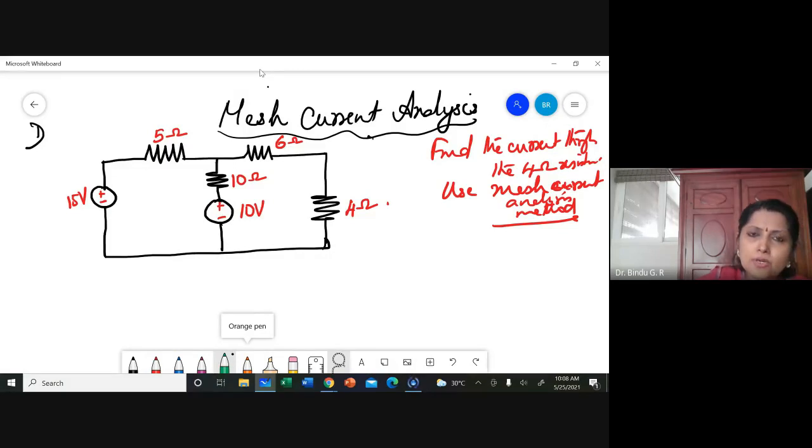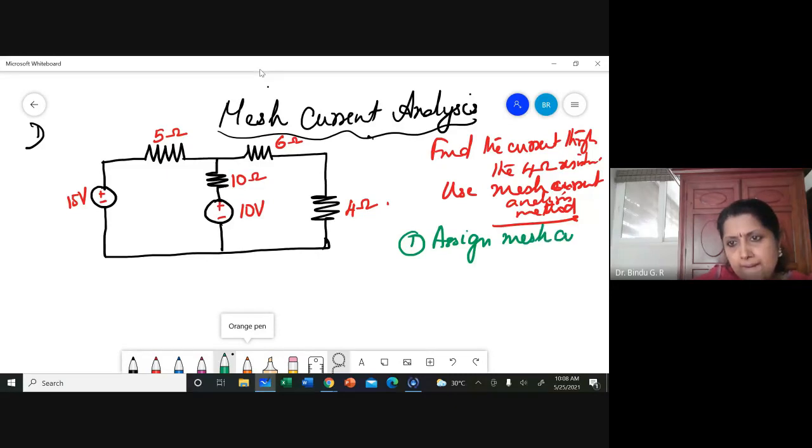So what are the steps involved? One, assign mesh currents. We do not know in which direction the current through the 5 ohm resistor is passing, in which direction the current through the 4 ohm resistance is passing. So we are arbitrarily taking mesh currents like this, I1 and I2.